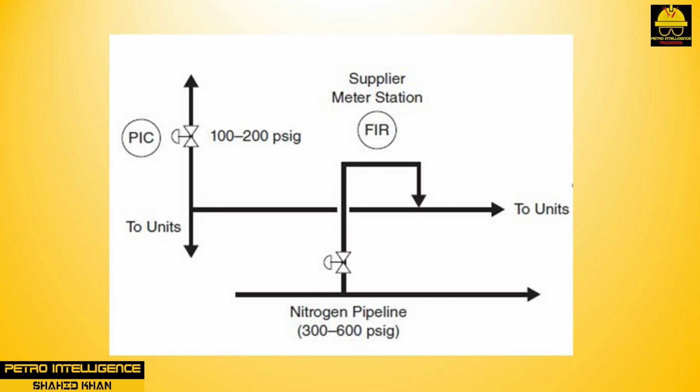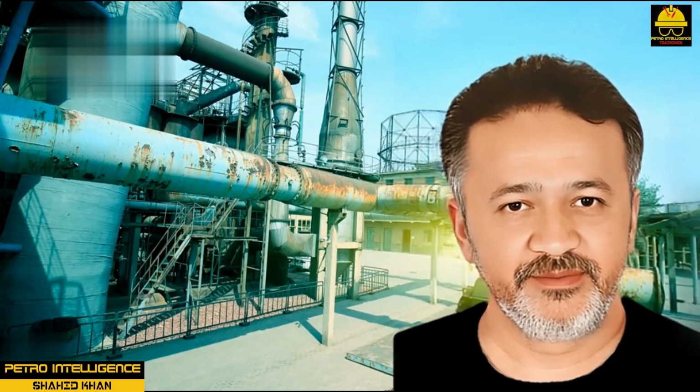High-pressure nitrogen is delivered to the individual units in a plant. The pressure is reduced at each unit to the desired working pressure, which is usually 120 to 150 psig. Nitrogen is used primarily as an inert gas for blanketing vessels and lines or for conveying combustible materials, and sometimes as a backup for instrument air.